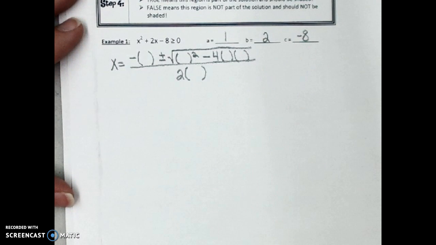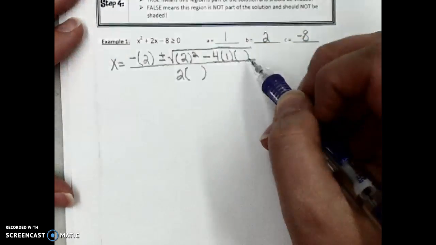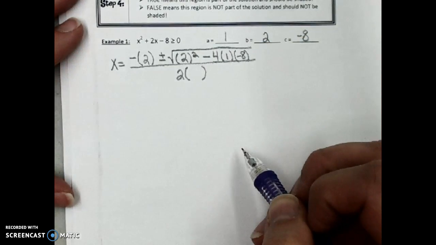I leave parentheses, especially in case I have negatives. So I'm going to plug in those values. B is 2, A is 1, C is negative 8, A is 1.